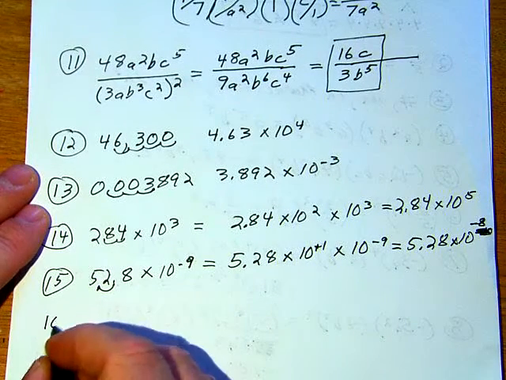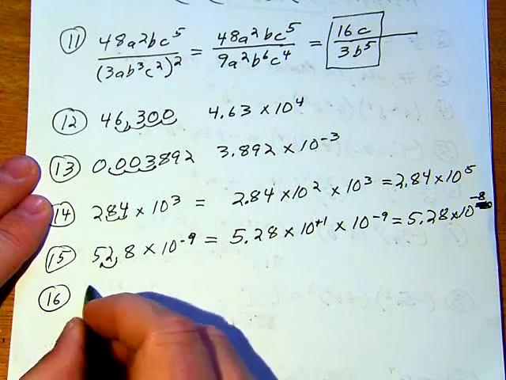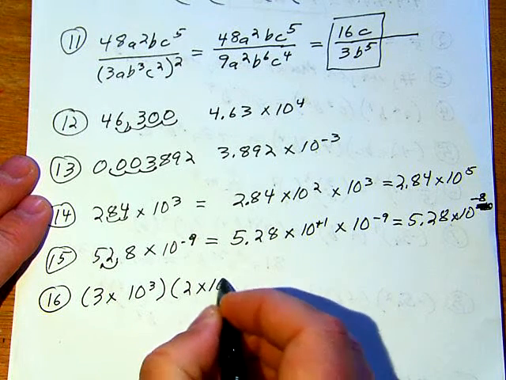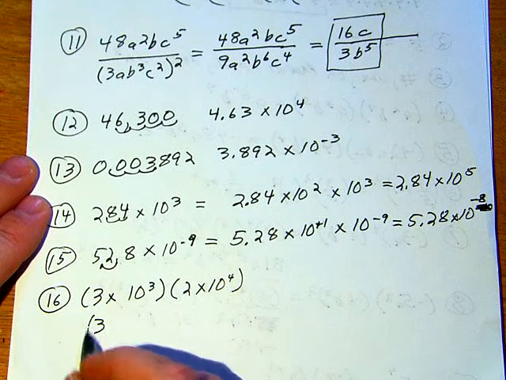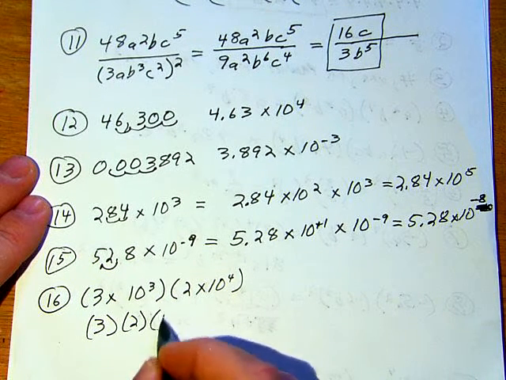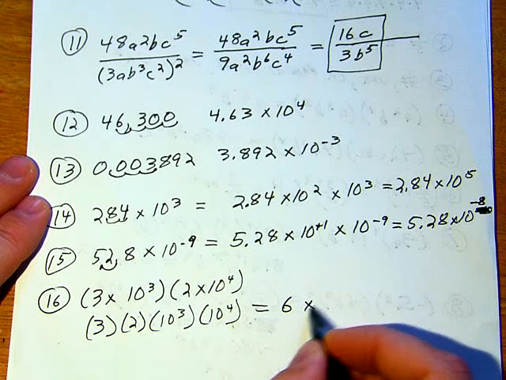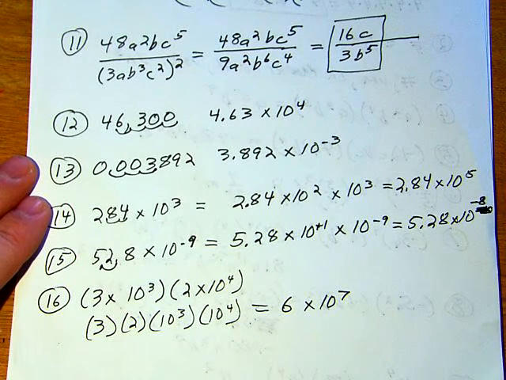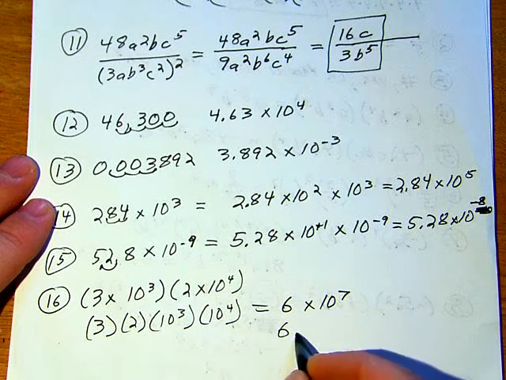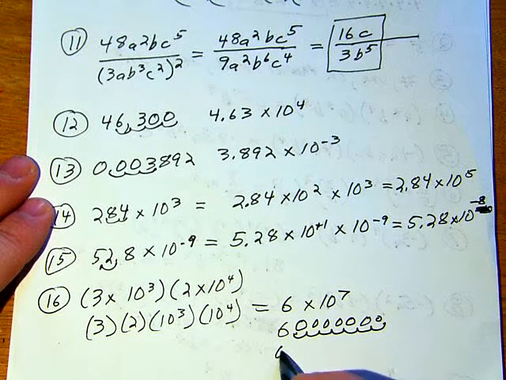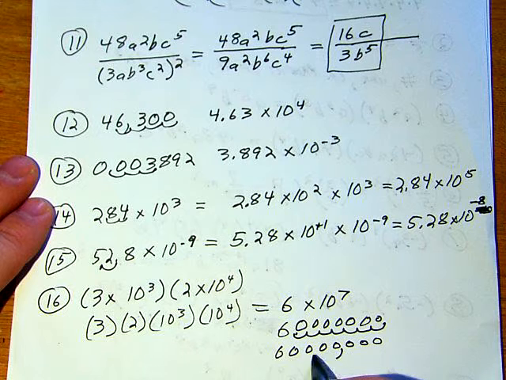Alright. 15. Let's try number 16. They're multiplying two terms here. 3 times 10 to the 3rd times 2 times 10 to the 4th. Remember, when you're doing these, you can say 3 times 2 times 10 to the 3rd times 10 to the 4th. 3 times 2 is 6 times 10 to the 7th when I add the exponents. And that's that answer. If they wanted you to write that in standard form, you move 1, 2, 3, 4, 5, 6, 7, and write it with commas. There you go, 60 million.